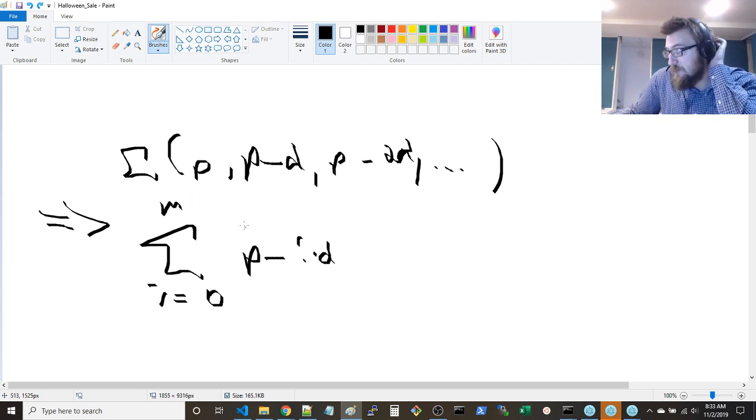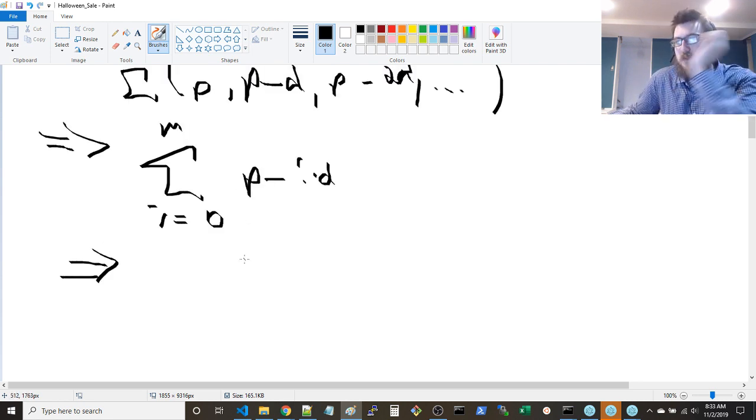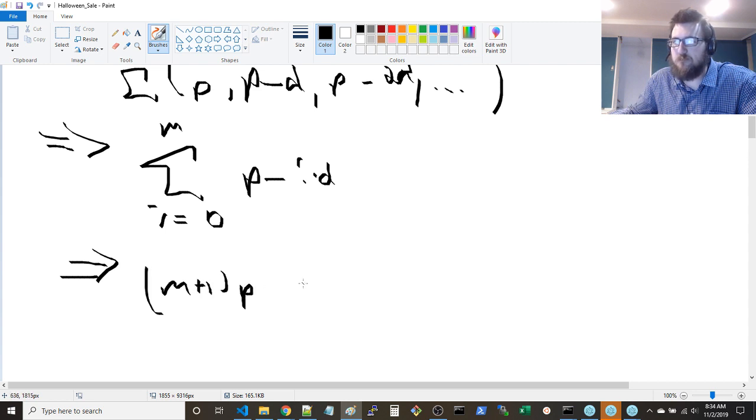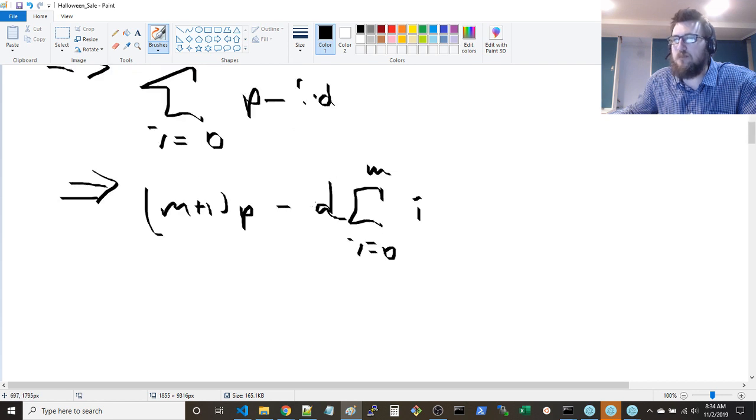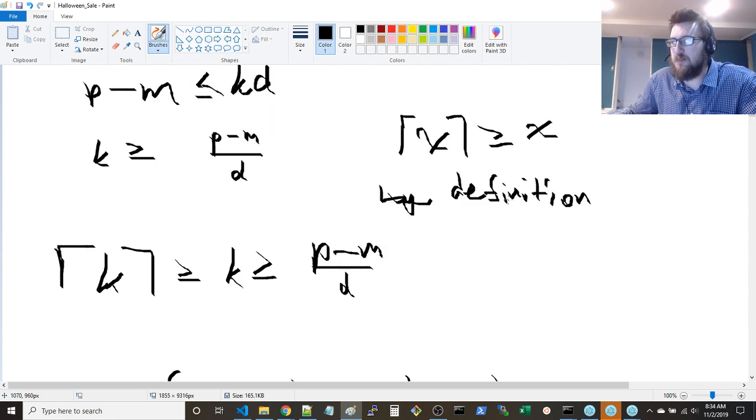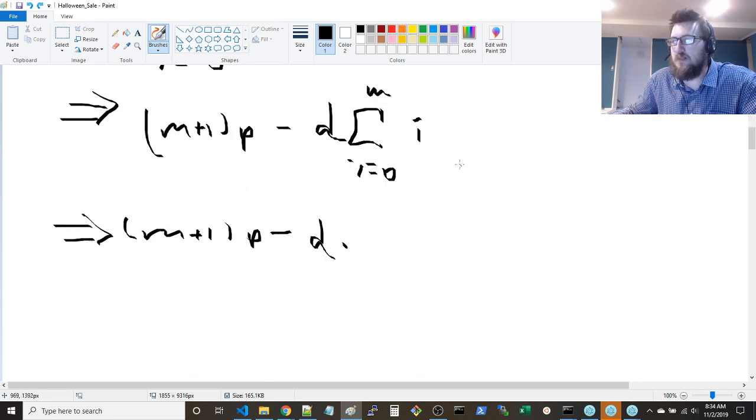Now, the reason we want to do this is that we can rewrite this as M times P, or rather, the interesting part is there's an extra P in here, so it's M plus 1 times P minus D times the sum from I equals 0 to M of I. That brings us to M plus 1 times P minus D times, now we can apply this formula up here, right?